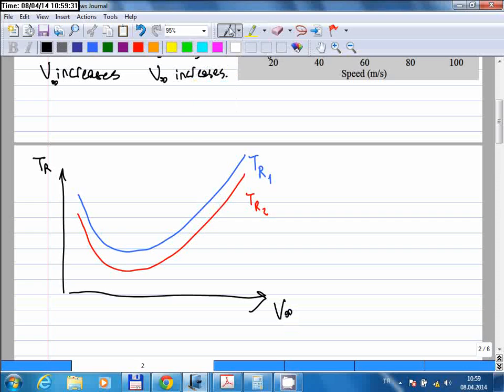Obviously, the red one is a better design. Why? Because the required thrust force is smaller compared to the blue aircraft. So if you fly the red aircraft, to be able to fly at the same speed, you need less thrust force to fly the aircraft, which means you need to burn less fuel. So obviously, the red aircraft is a better design.